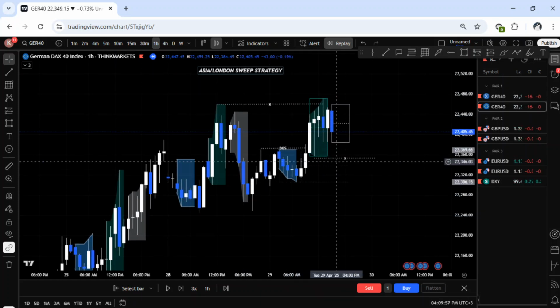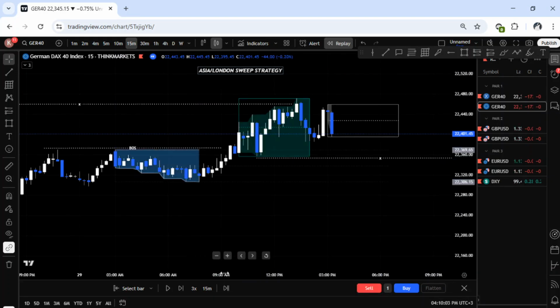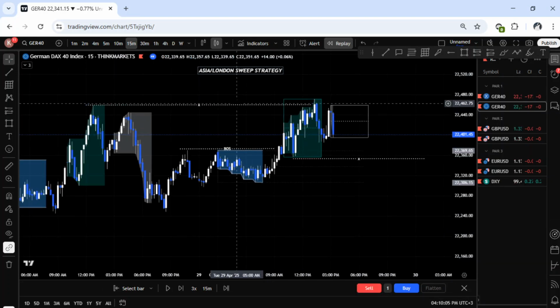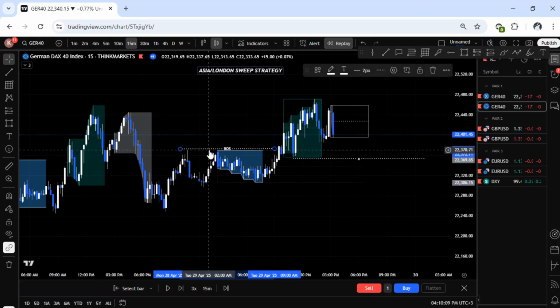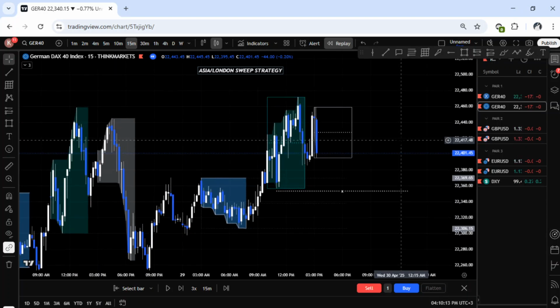For me, I don't use these ones. I only use 15 minutes. I am only on 15 minutes until I see my entry. The checklist does not provide anything to do with the higher time frame. It is as simple as that. I will tell you why. If you ask for the checklist, it is free.